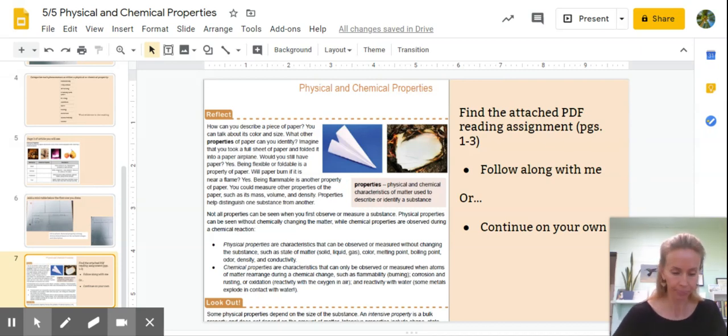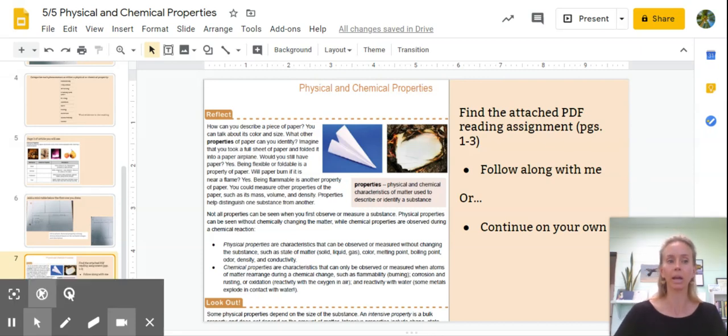I'll continue on. Not all properties can be seen when you first observe or measure a substance. Physical properties can be seen without chemically changing the matter, while chemical properties are observed during a chemical reaction. We'll spend all of next week talking about chemical reactions. But for right now, let's differentiate between physical properties, or those where we don't change anything about the matter, but a chemical property is observed when something is changed in the chemical makeup.